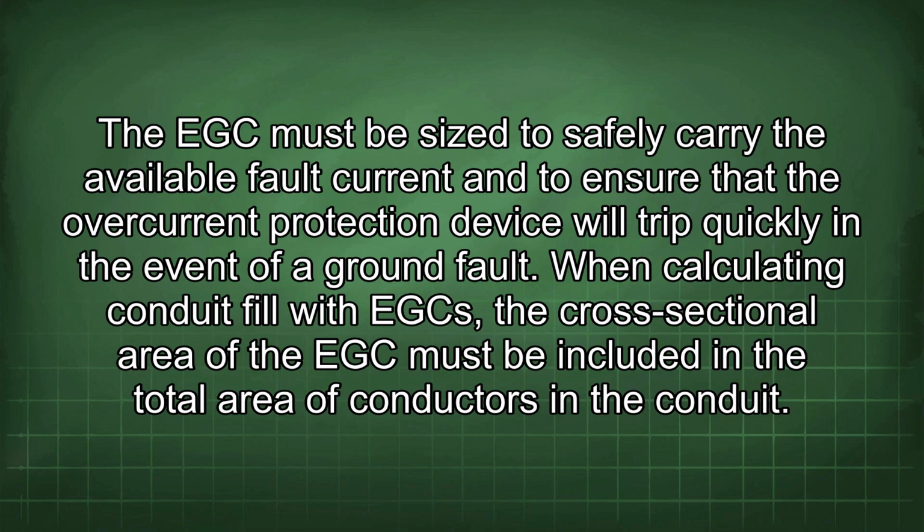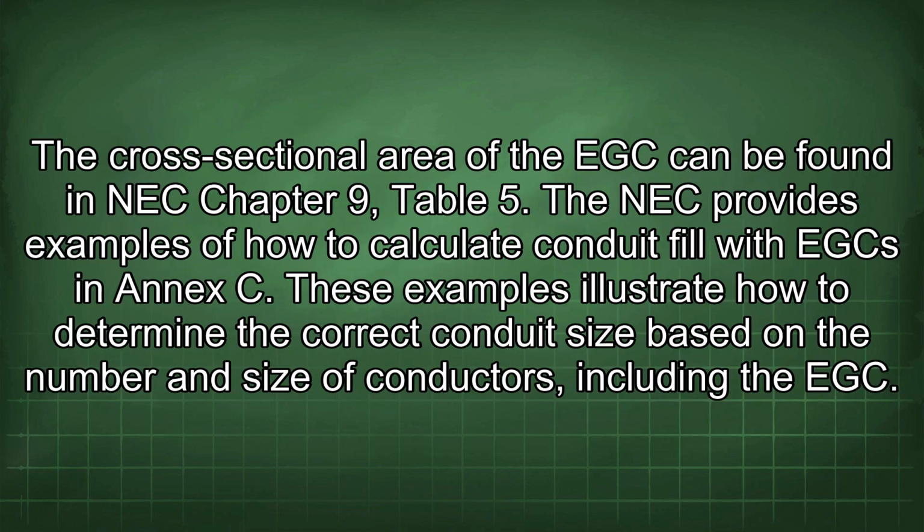When calculating conduit fill with the EGC, the cross-sectional area of the EGC must be included in the total area of conductors in the conduit. The cross-sectional area of the EGC can be found in NEC Chapter 9, Table 5. The NEC provides examples of how to calculate conduit fill with EGC in Annex C. These examples illustrate how to determine the correct conduit size based on the number and size of conductors, including the EGC.